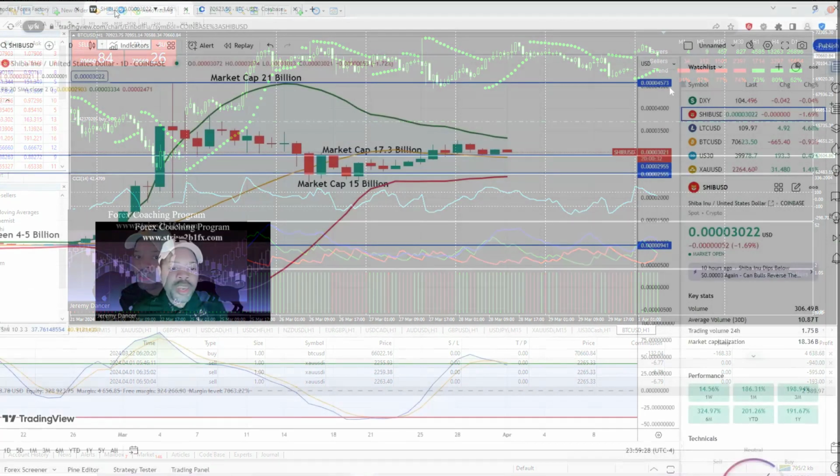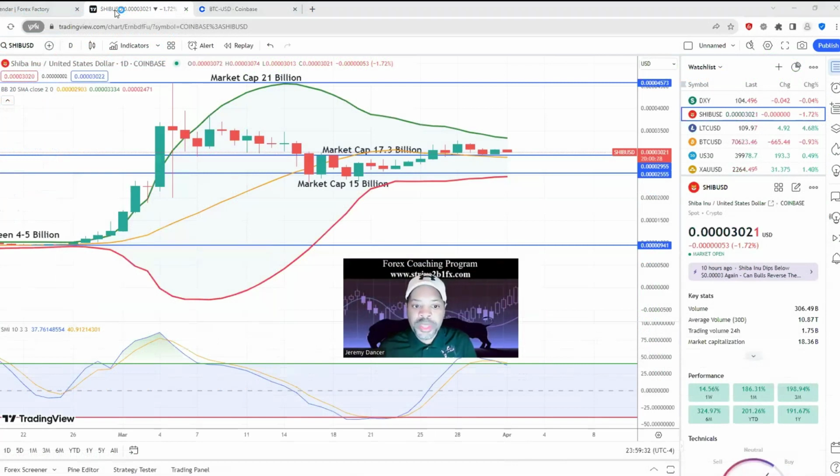So if you've been following me for a while, you'll notice that the 15 billion market cap is a very important support zone in order for SHIB to hold. So the fact that we've been able to exceed that, and now we're looking at a market cap of around 18 billion, is huge, because just last week we were around 15 billion for the market cap. So between last week and today, we were able to move up above 3 billion.